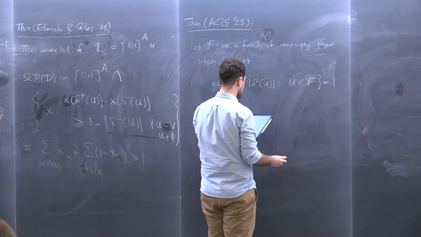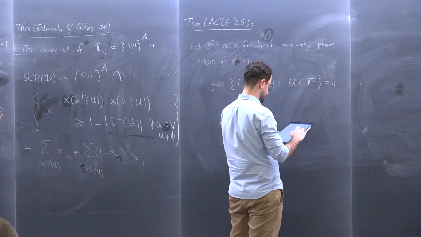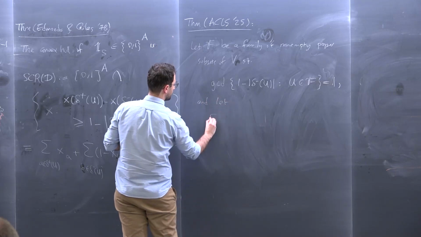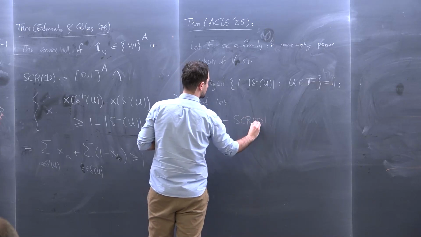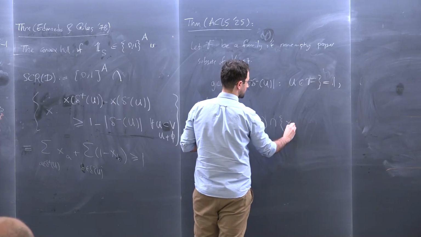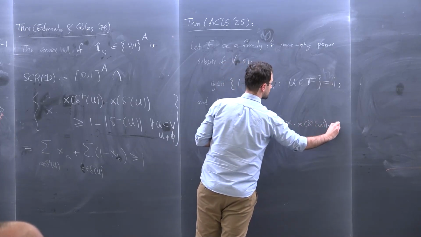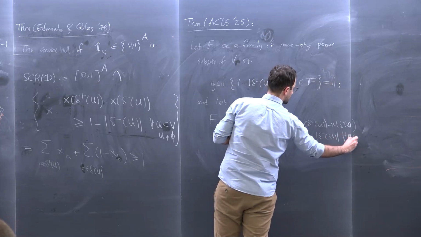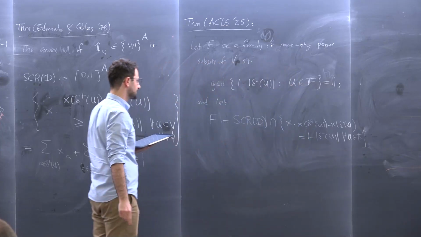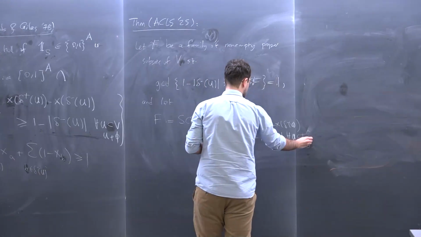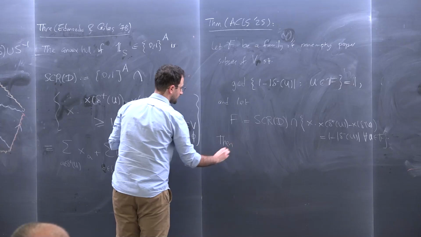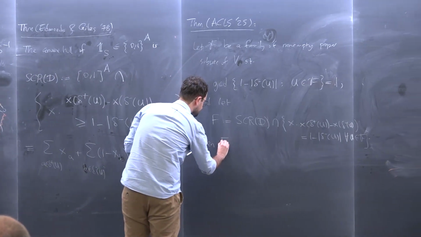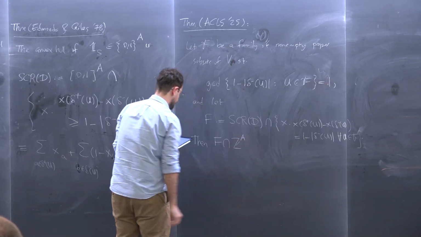Right. And then what I'll do is I'll move to the corresponding face. And let F be the set of D intersected with basically x of delta plus u minus x of delta minus u equals 1 minus u. So I'm moving to a face here. Right. Then let's look at the 0, 1 points that sit inside that face. 0, 1 points are integer points. They're the same thing here.